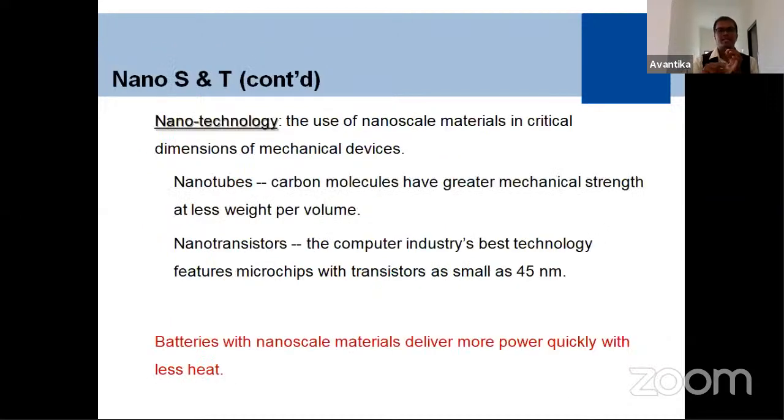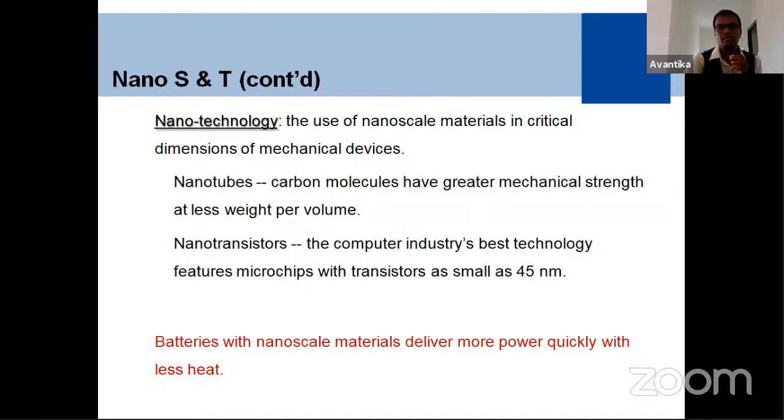So here you can see the nanotubes. I already mentioned that carbon nanotubes one can prepare to improve the mechanical strength, so we can use them for different applications. One of the few examples is the nano transistor, which we can use in the computer industry, and we can even go below 45 nanometer. Batteries with nanoscale material deliver more power and also with less heat. That is also an important parameter, reducing the temperature.